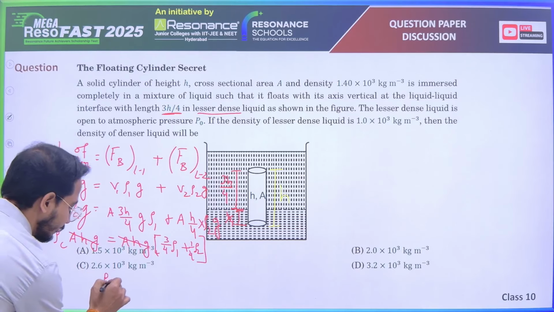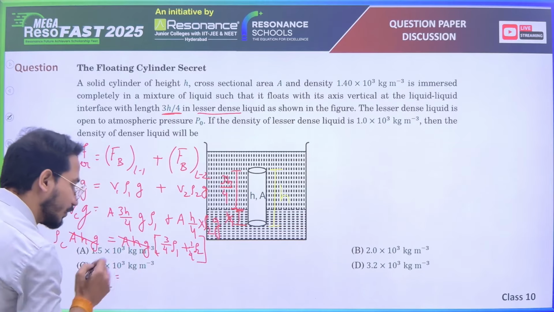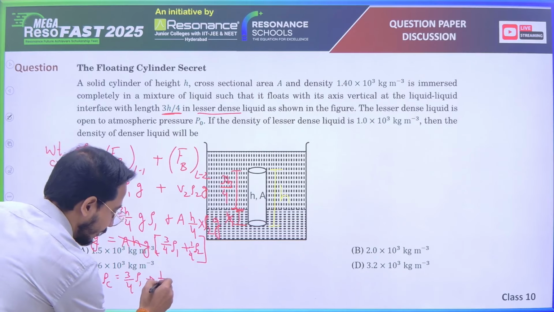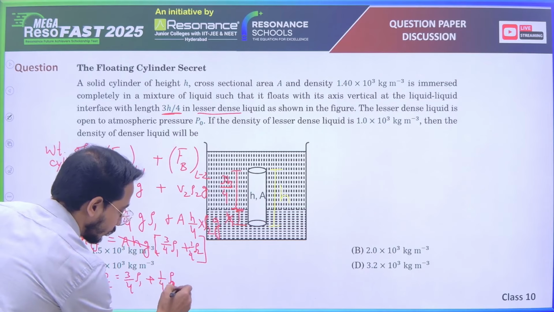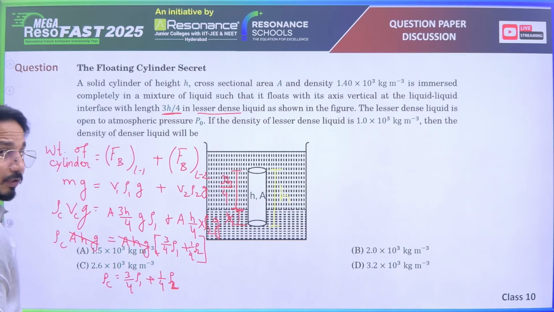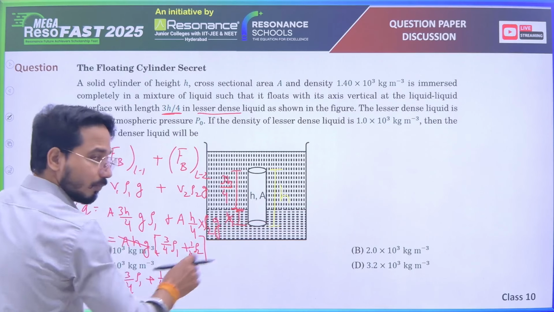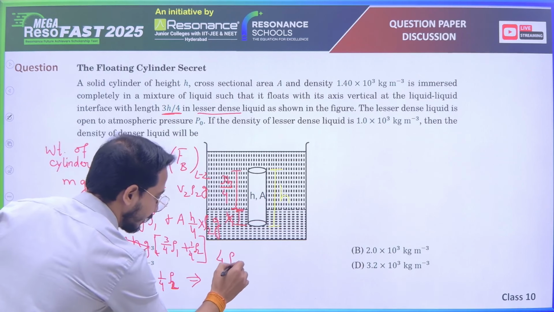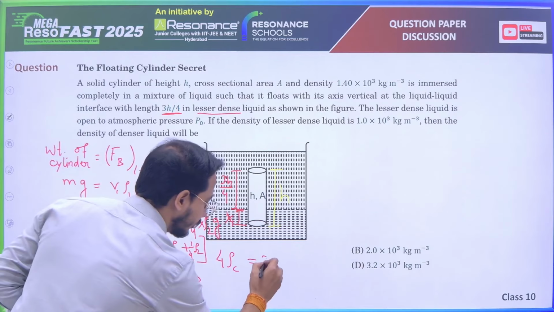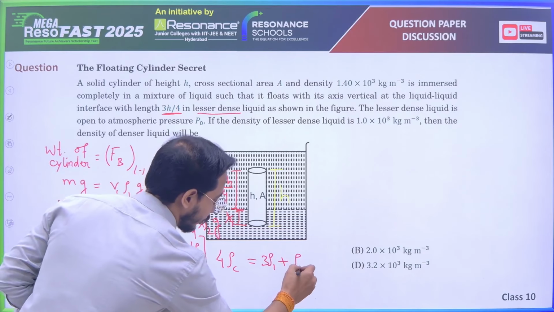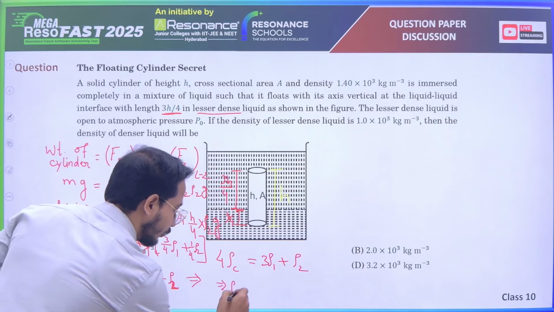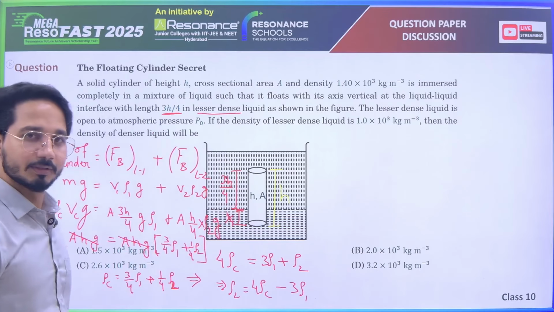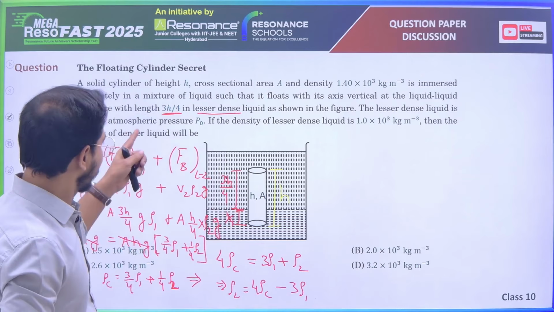So finally we have density of cylinder equal to 3 by 4th lesser denser liquid plus 1 by 4th more dense liquid, rho 2, right? And we have to calculate rho 2, the density of the more dense liquid. So from this equation we can write 4 into density of cylinder is equal to 3 into rho 1 plus rho 2, right? So this rho 2 will be equal to 4 into density of cylinder minus 3 into rho 1. Clear?